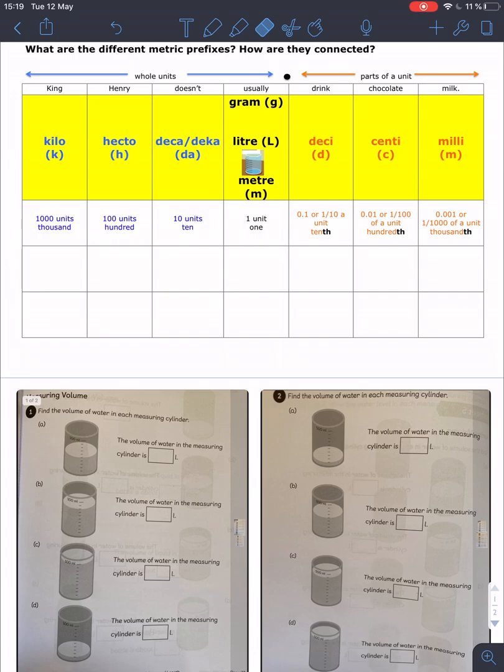Not only do we need to know what the metric prefixes are, we need to know the different units of measurement, grams, liters, and meters. We also need to know decimal numbers. We need to understand place value and how that works. And we need to understand the connection between the different kinds of place values. We need to use our decimals.